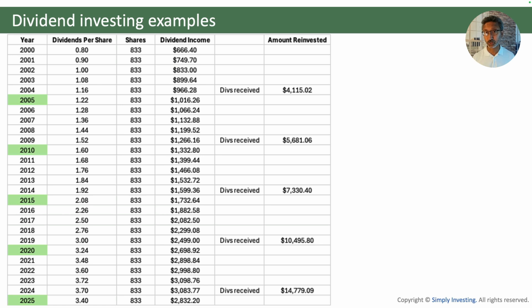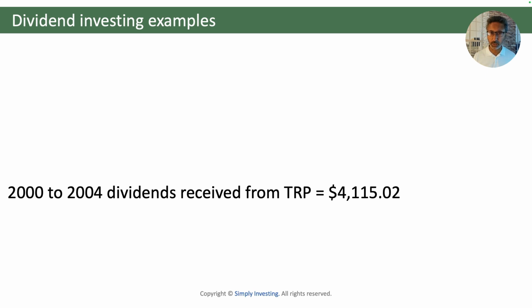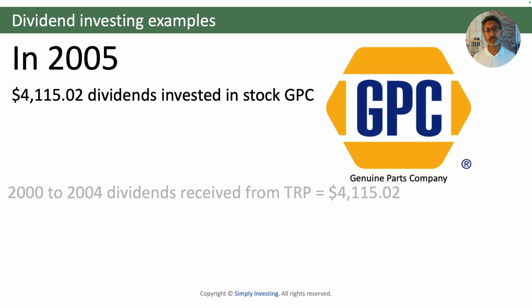And I'm going to show you exactly what those companies are, and then we'll see how much they're worth today, and see if it was worthwhile doing this additional work versus just sitting on the dividends or spending them and not doing anything else with them. So let's get started. So from 2000 to 2004, like I said, this investor received $4,115 in dividends from TC Energy, and they took all of that money and they invested it into a stock called GPC, so Genuine Parts Company. So that was back in 2005.